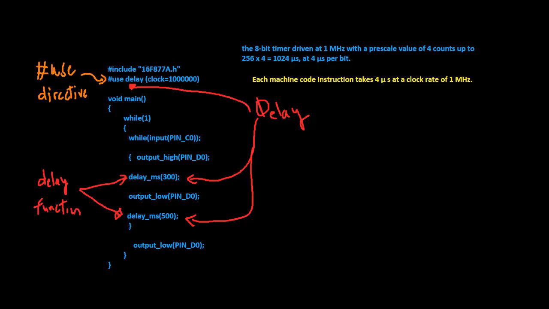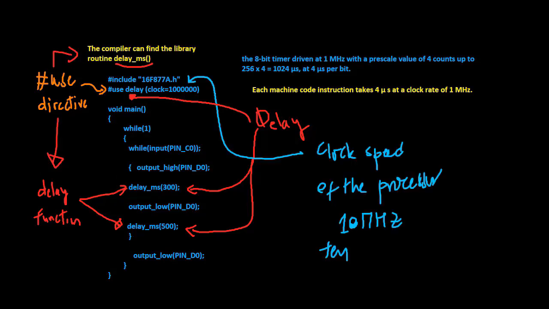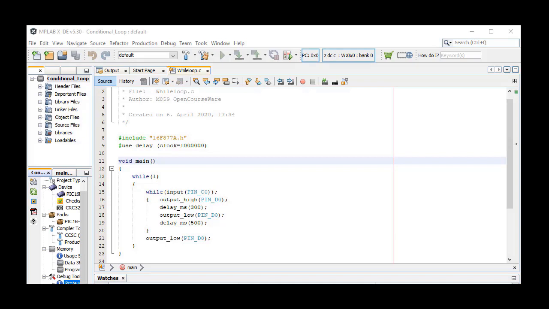This allows the compiler to find the library routine delay_ms. The clock speed of the target processor must be given in the use directive, so that the correct delay is calculated within the function.